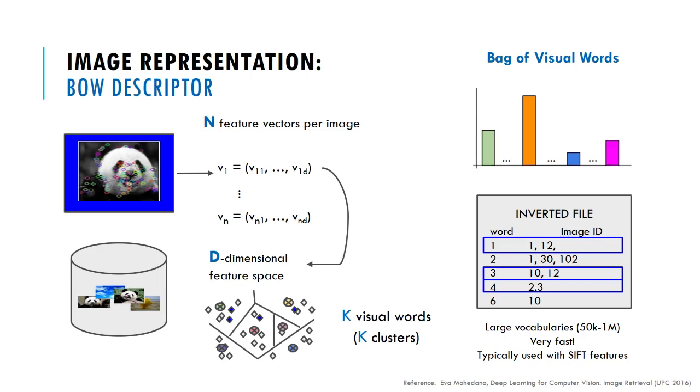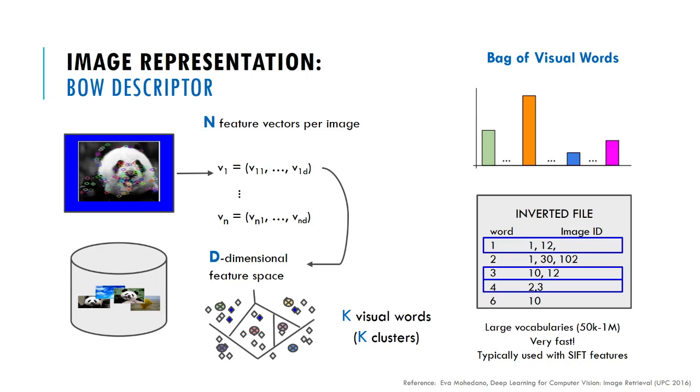BOW or BOVW is called Bag of Visual Words. It's inspired from NLP's bag of words, where we can do search using linguistics. So here we're going to be coming up with a vocabulary, visual words. Now, how do we build visual words?